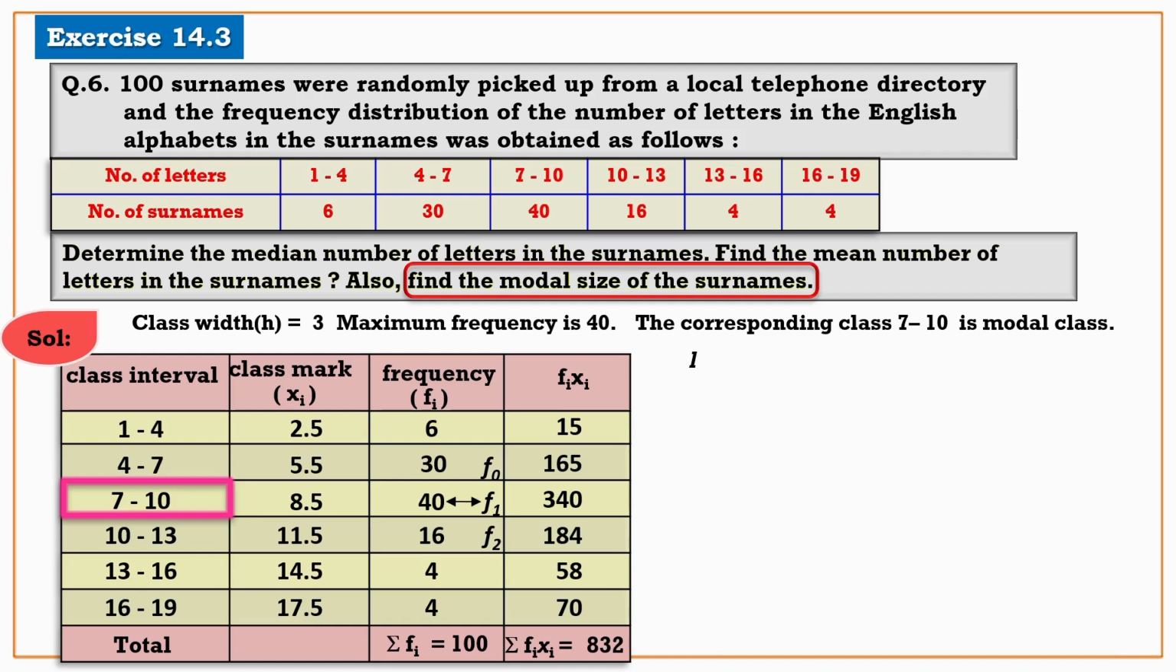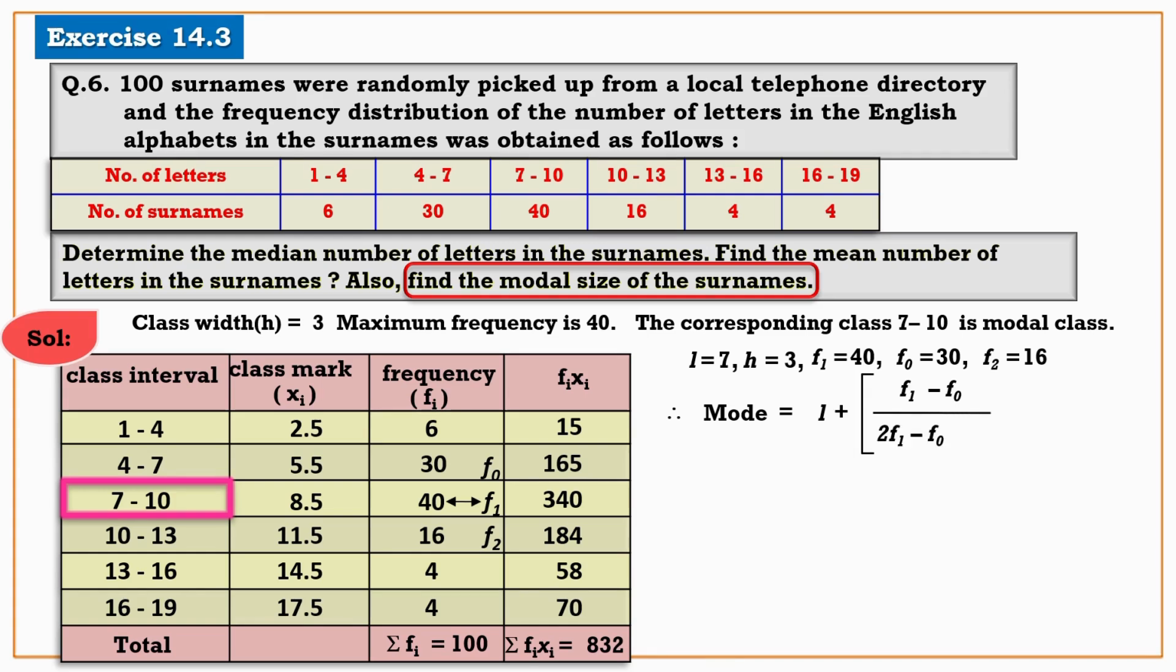Now we need to find L. L is the lower limit of the modal class, that is 7 over here. And h we already know, h is 3. Let's first jot down all the values for the mode formula. Now f1 is 40, f0 is 30, and f2 is 16. Now write the mode formula: mode equals L plus (f1 minus f0) divided by (2 f1 minus f0 minus f2) into h.